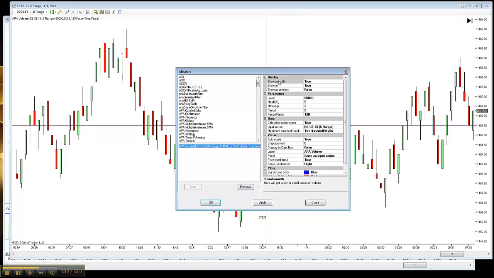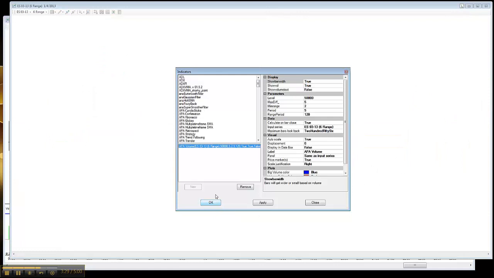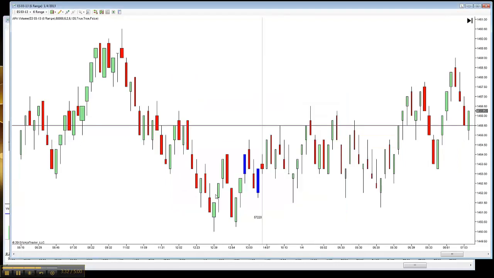Not only can we paint your bars, but we can also determine how big your bars will be with APA Volume, just to really give you a good feel of what that volume looks like in the market. So as you can see, not only are the bars being painted here, but all the bars are varied versus how much volume is actually coming in and stepping into the market for that 6 period range of time.